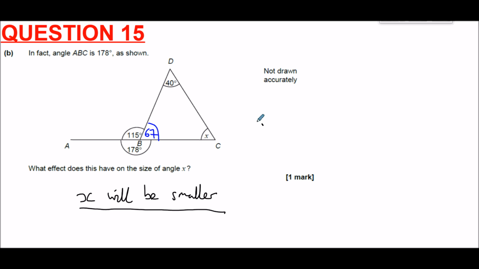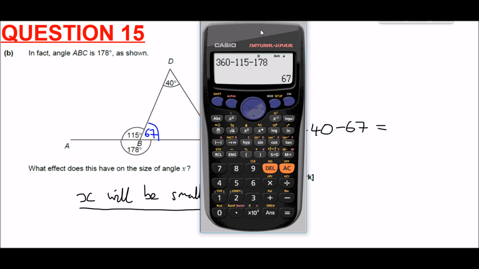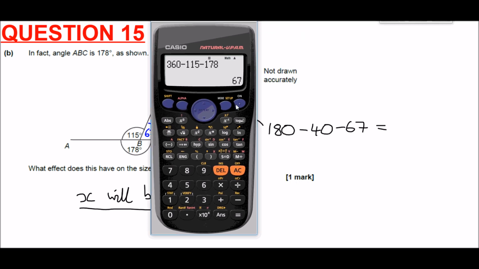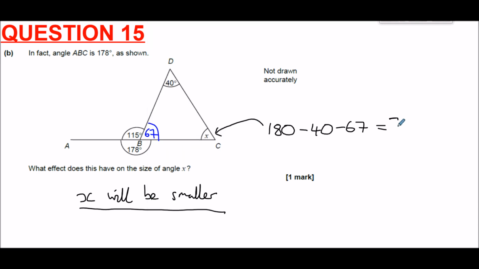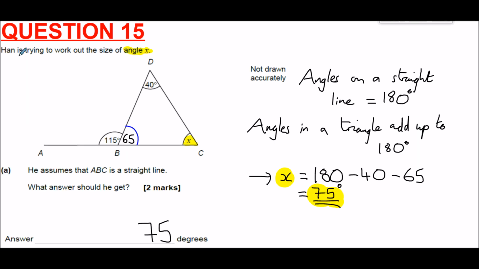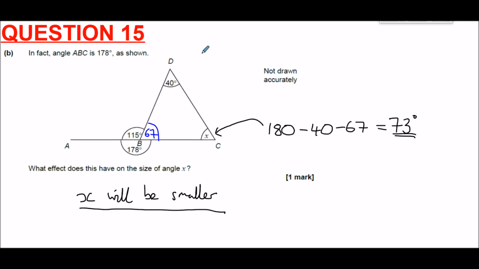And because of that, that will alter angle X. So again, angles in a triangle will always add up to 180 degrees. So X will be 180, take away these other two angles. So 180, take away 40, take away 67. We can calculate that simply enough. So whatever's left will tell us the size of angle X, and that's 73 degrees. Compare it to part A, it was 75 degrees. Now we're saying it's 73 degrees.